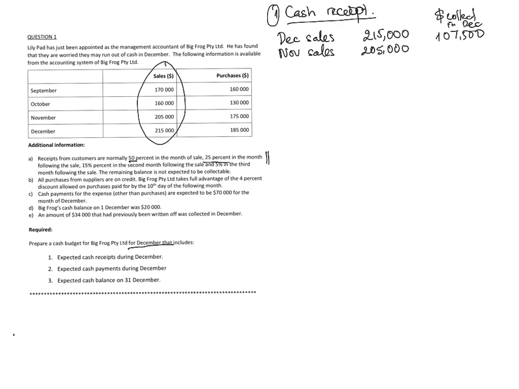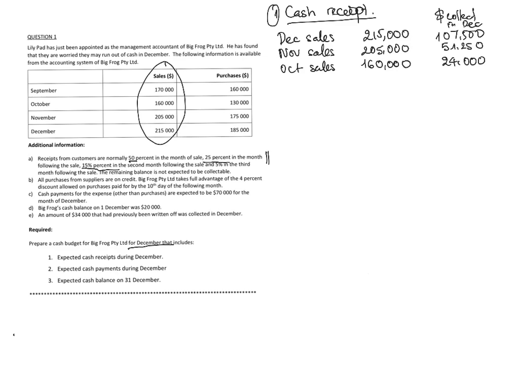So we take 205,000 times 25%, and we come up with 51,250. Now October. October sales is 160,000. And 50% of October sales is collected in October, 25% of that collected in November, and 15% of that collected in December. So we take 160,000 times 15%, which comes up to 24,000.